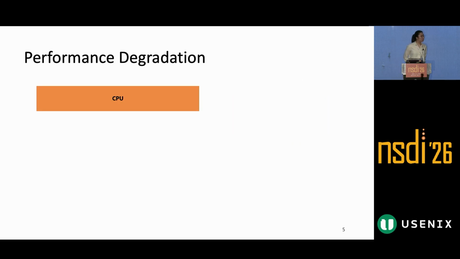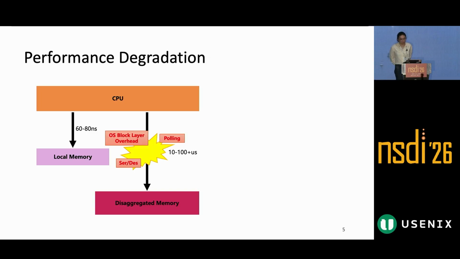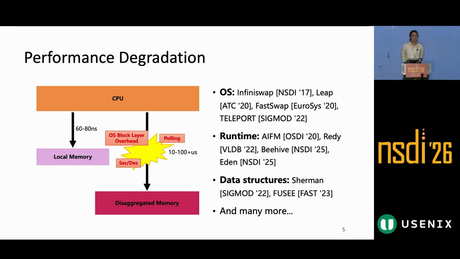However, despite improvements in networking, accessing disaggregated memory remains a costly operation compared to local memory. While local access may take in the order of 60 to 80 nanoseconds, and is done entirely in hardware, accessing disaggregated memory has a 4 to 10 microsecond network overhead. Furthermore, memory disaggregation today requires software support, which may blow up this overhead further and increase stack overheads, tail latency, and variance. A wide variety of recent work has attempted to address this, some of which I've listed on the right here.